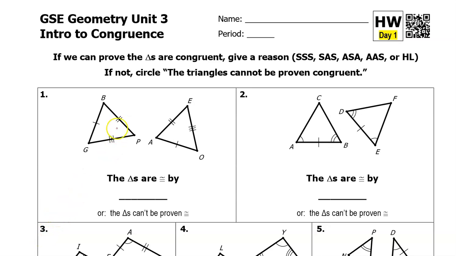In this video, I will show you how to choose the right reason to prove that two triangles are congruent. So we only have these 5 reasons. SSS stands for side, side, side. SAS stands for side, angle, side. ASA stands for angle, side, angle. AAS stands for angle, angle, side. And HL stands for hypotenuse-leg. This one is only for right triangles.